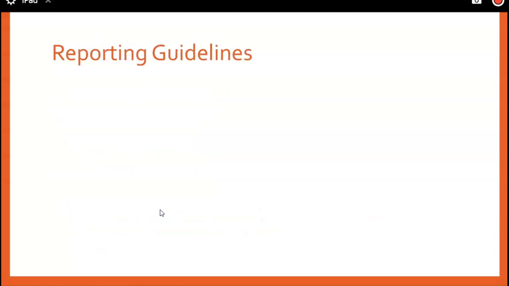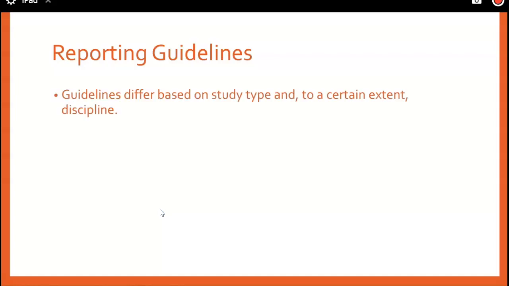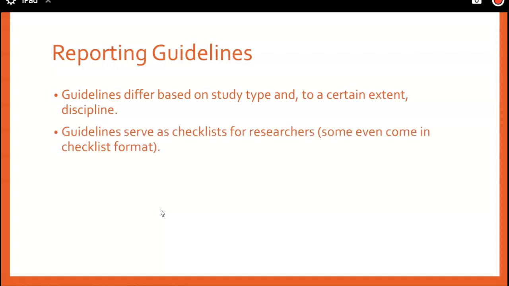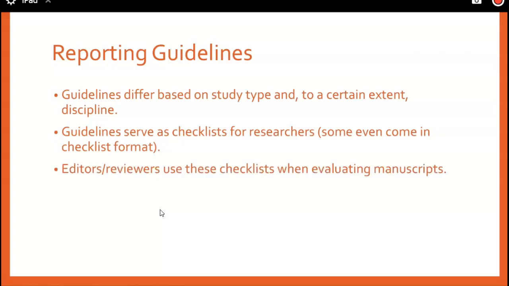I do want to mention reporting guidelines, because they can be useful both when you're writing as well as when you're reviewing the methods and results sections of an article. Guidelines differ based on study type and to a certain extent discipline. And Ainsley again has a little table in there with some really good lists, and I'm going to show you one in a second. Guidelines serve as checklists for researchers. Some even come in checklist format. It's very nice for those folks to do that. And editors and reviewers use these checklists when evaluating manuscripts. So follow them as you're drafting and writing your own, or in case you're reviewing.